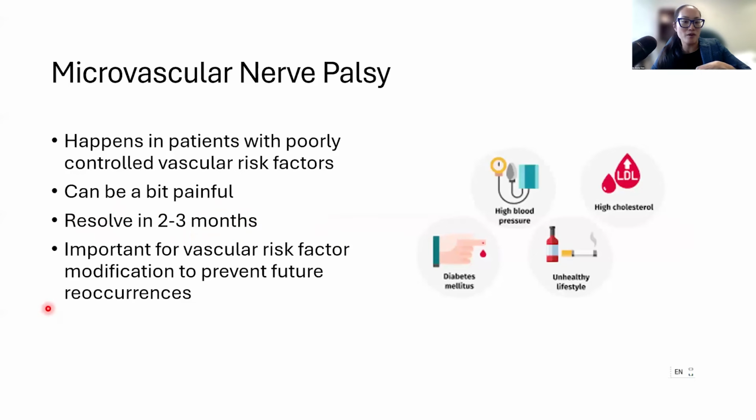And then the other important part is you need to collaborate with the patient's general practitioner, their family physician, to make sure that you get the help that they need. They need vascular risk factor modification. They need to control their diabetes. They need to bring down their cholesterol. They need to quit smoking. You need help for this. And so it's a collaboration with the patient's other health providers as well. So when the microvascular nerve palsy happens, usually it's a sign that they're having trouble with one of these things. And so you need to talk to their family physician to help them with that.